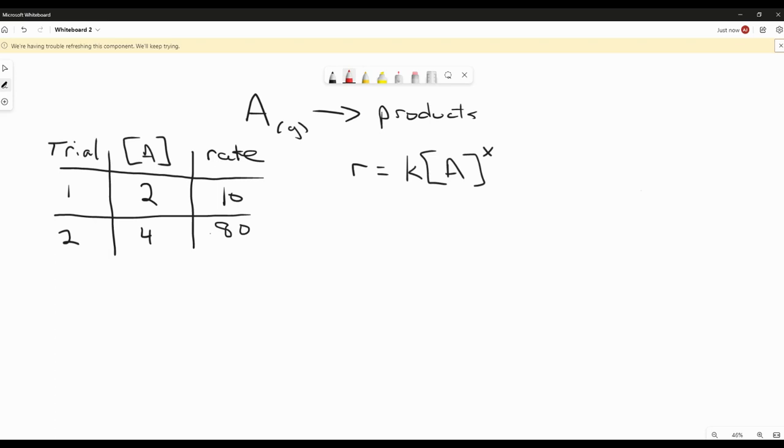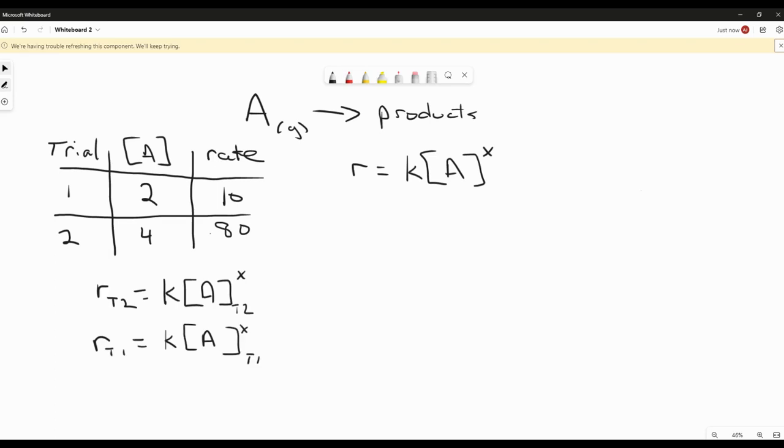The exponent tells us the impact that changing the concentration has on the rate. So we want to compare the change in concentration to the change in rate, and we are going to do that by doing a ratio of the two trials. So trial 2 divided by trial 1.